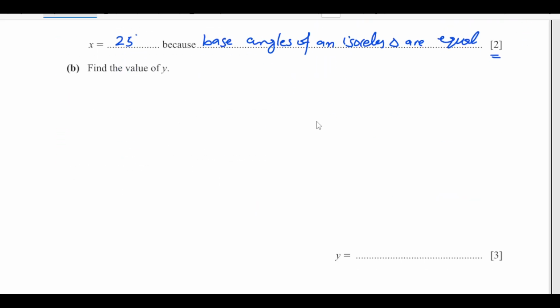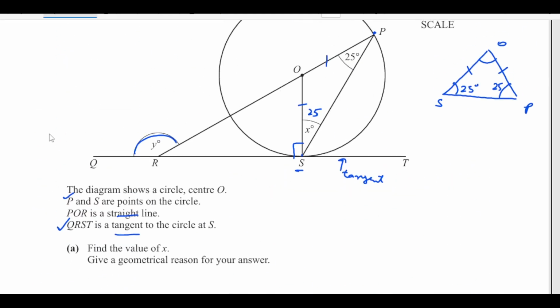So, in triangle OSR, angle OSR is 90 degrees, right. Then this angle, if I see, is the exterior of this angle, right. So, if this is 25, this is 25, the exterior angle is the sum of the interior opposite angles. So, this angle is 50.